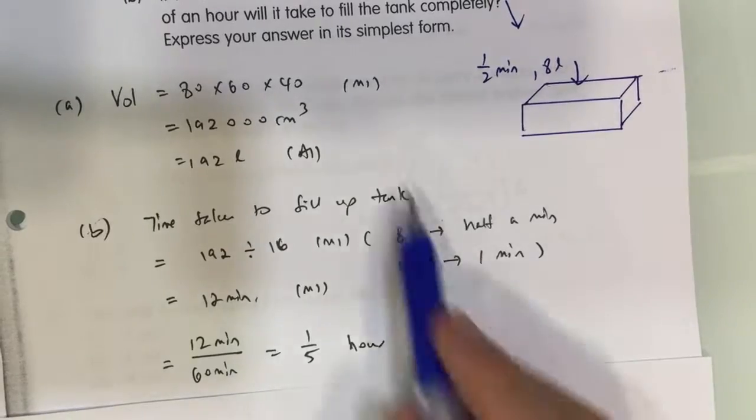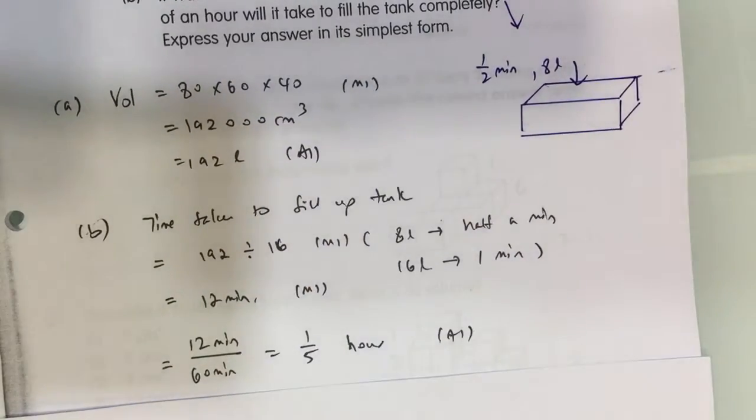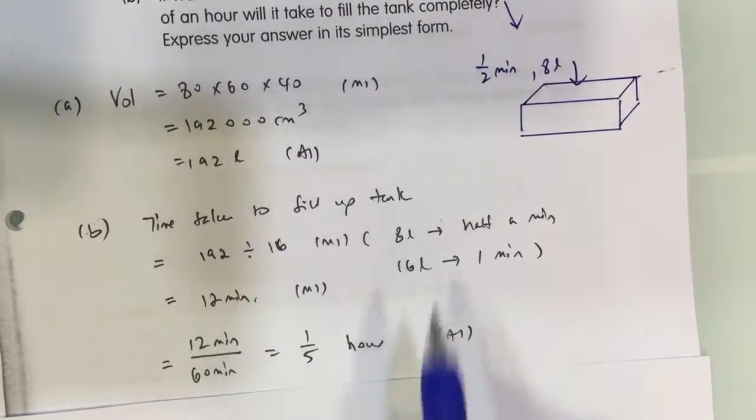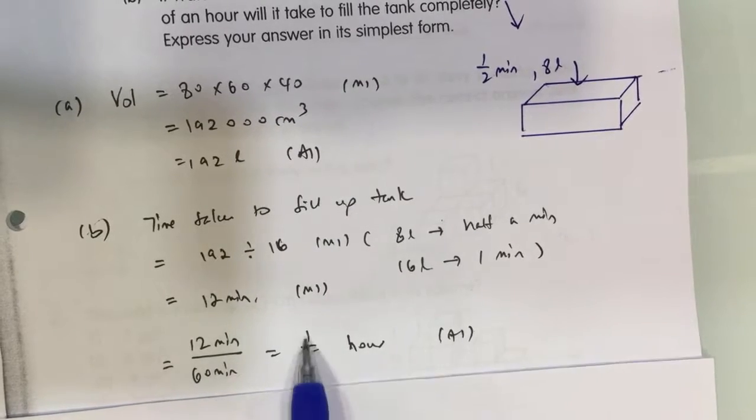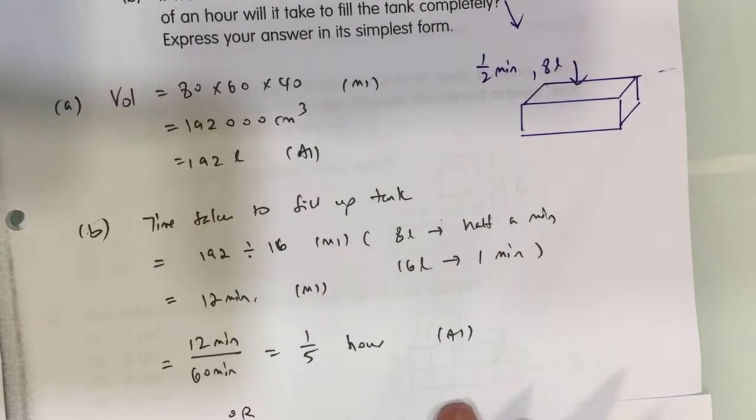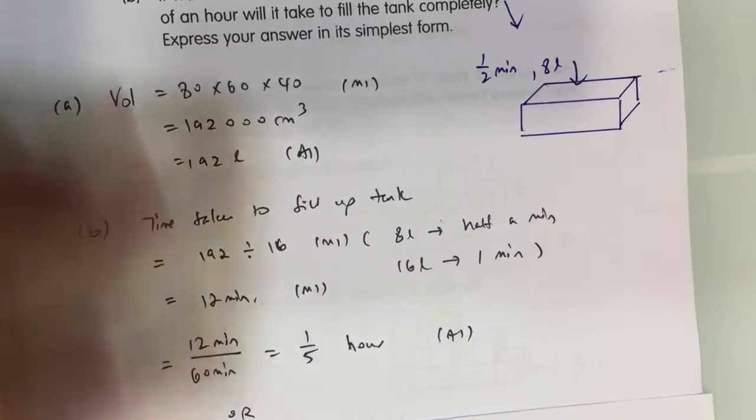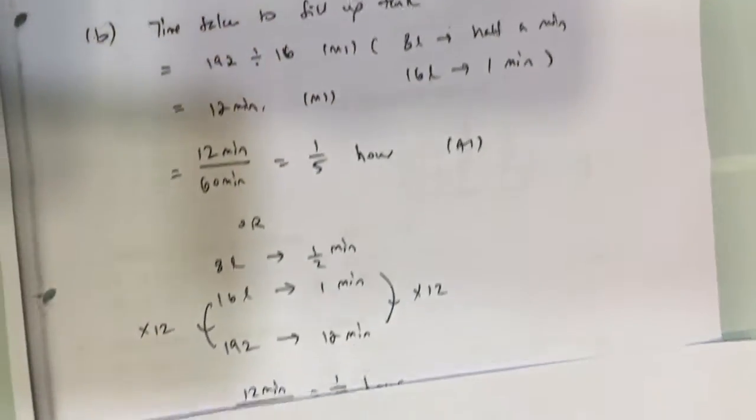Okay, then you convert to hour because they want the answer in terms of hour. In what fraction of an hour? You take 12 minutes divided by 60, you have 1/5 hour. If you find this method too confusing, second method you can do this way.